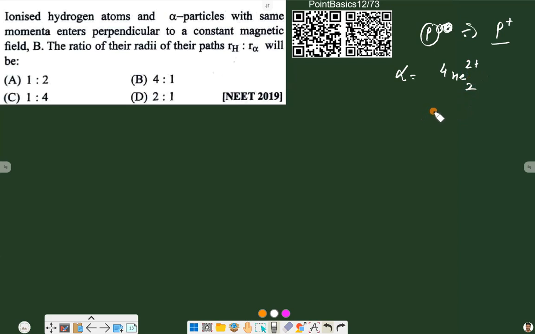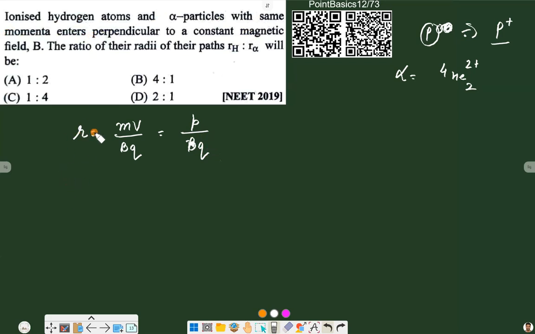So we have to find out their radii when they enter the magnetic field. We know that when a particle enters a magnetic field, its radius is given by mv by Bq, where m is the mass, v is the velocity, B is the field, and q is the charge. And mv is also equal to the momentum of the particle. So momentum by Bq. Now, as mentioned, they enter with the same momentum, so their momentum is the same.